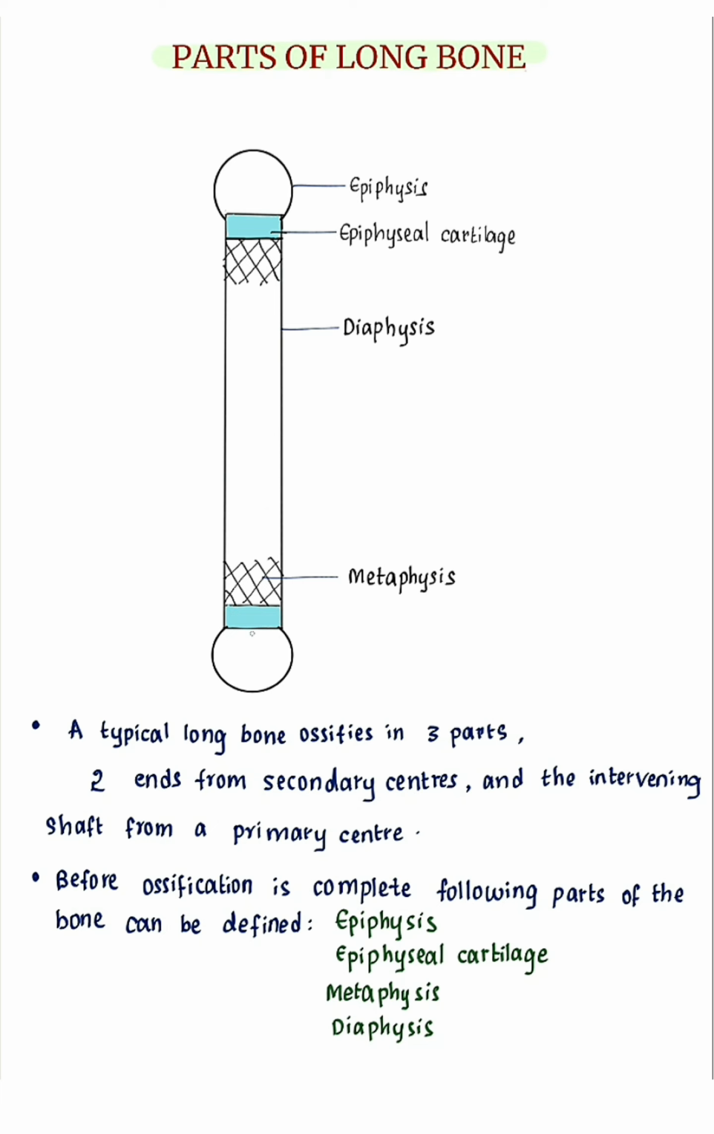A typical long bone ossifies in three parts. Two ends form from secondary centers and the intervening shaft forms from a primary center. Before ossification is complete, the following parts of the bone can be defined: epiphysis, epiphyseal plate or epiphyseal cartilage, metaphysis and diaphysis.